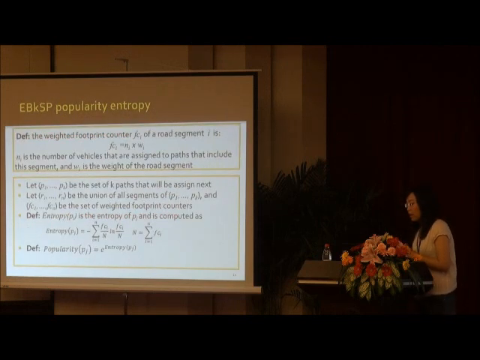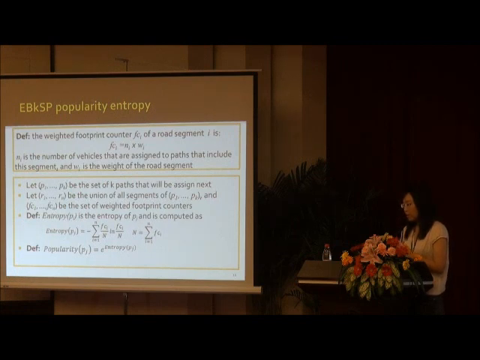In order to calculate the popularity of the path, we use entropy from information theory. We know all the route information of all the vehicles, so we know exactly how many vehicles will pass this road sequence in the next time window. Using that information, we can use this formula to calculate the popularity of the paths.